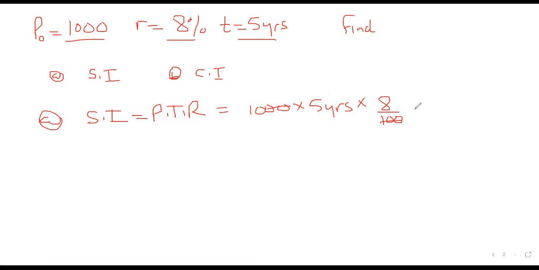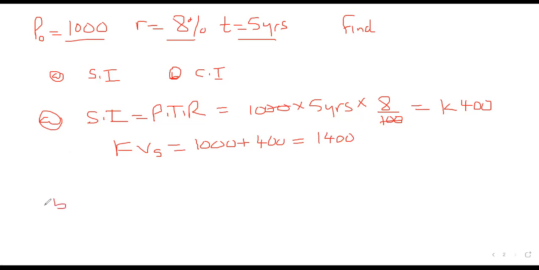So we're going to have 400 kwacha. So meaning after 5 years, the total value we're going to have is called the future value. The future value after 5 years under simple interest will be the 1,000 we started with plus the 400 kwacha that we have, and we get a simple interest of 1,400.